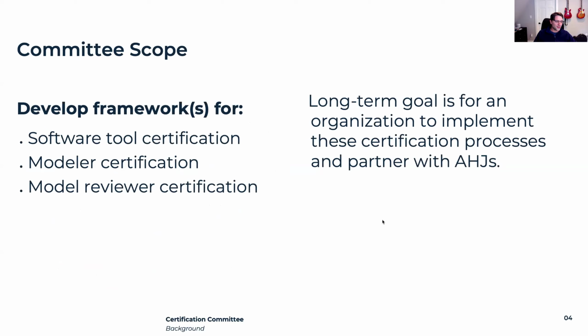Our main objective over the last year or so has been to develop frameworks for certifying software tools, modelers, and model reviewers. Looking ahead, our goal is to find effective ways to implement these certification processes in partnership with authorities having jurisdiction, or in other words, the parties who enforce code compliance.